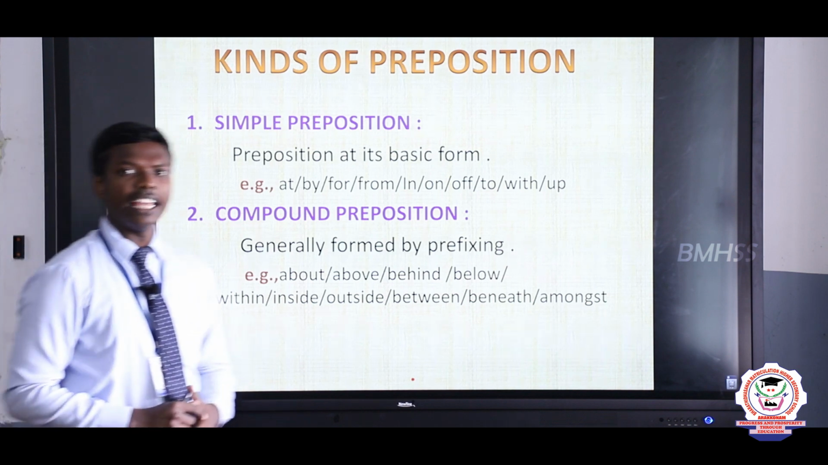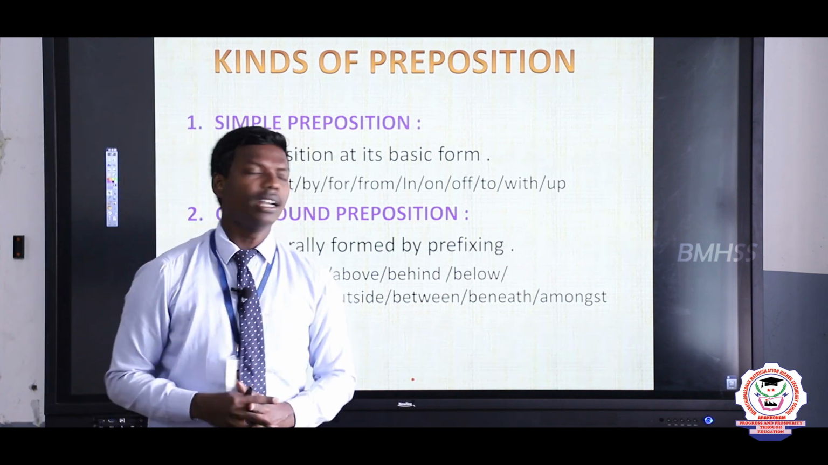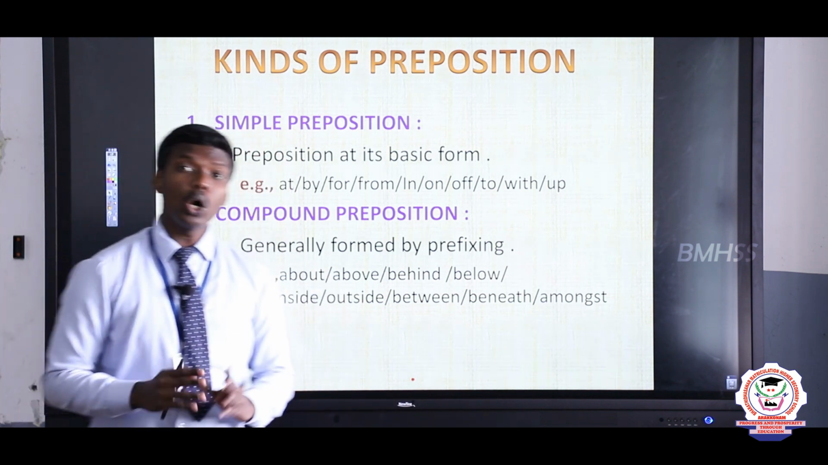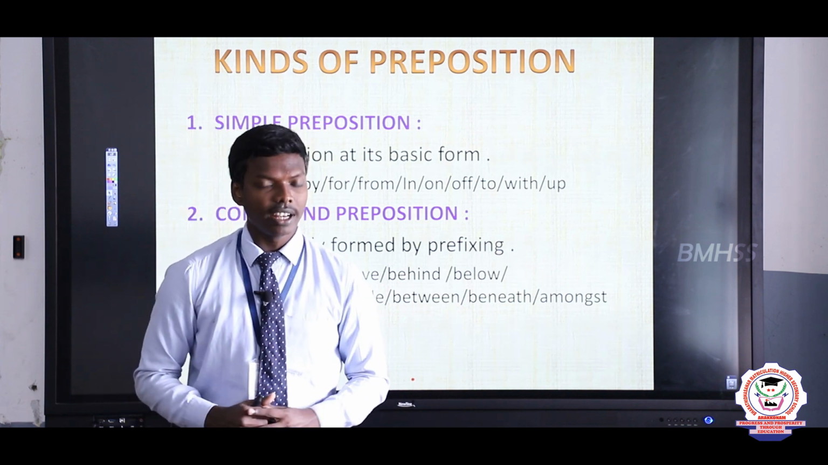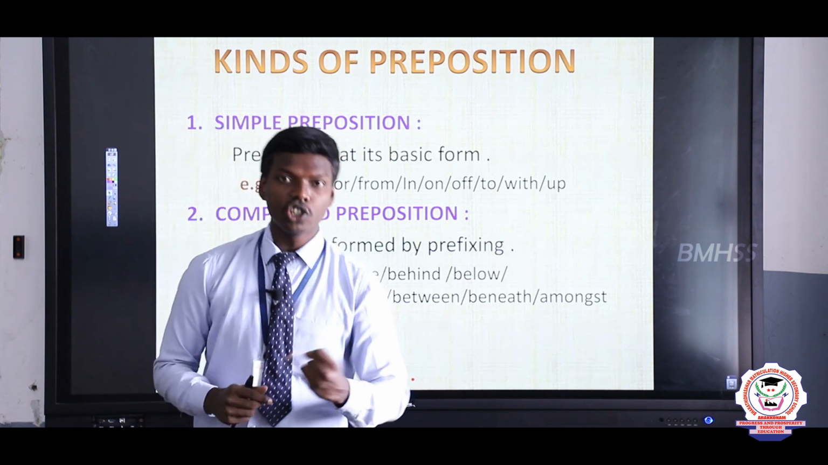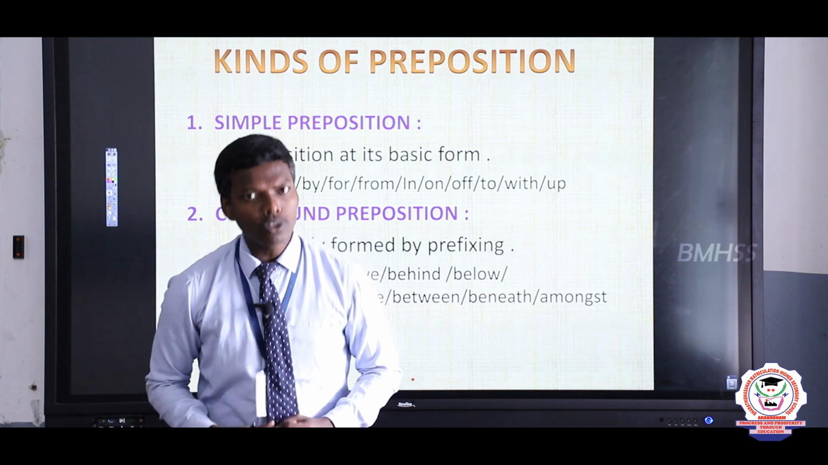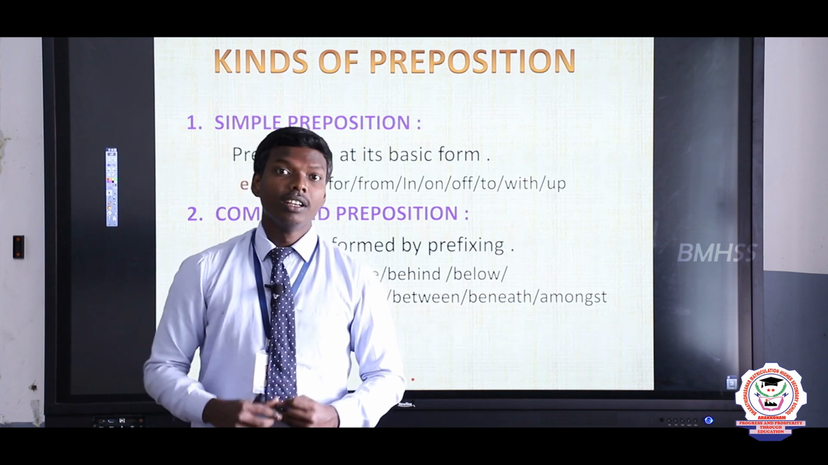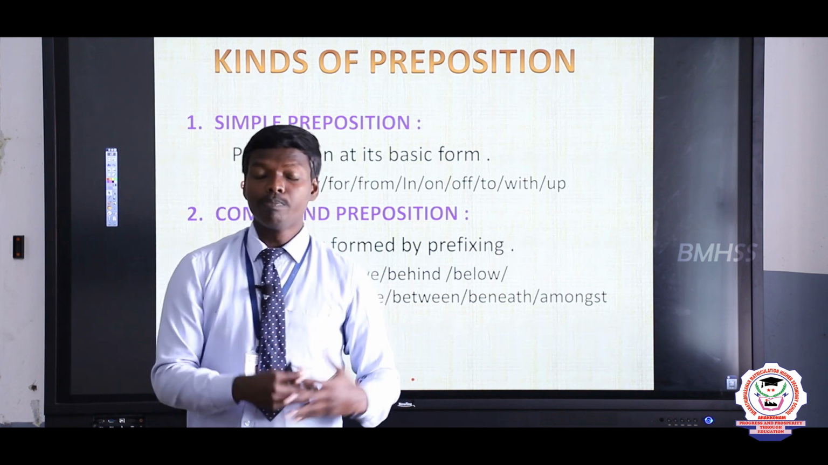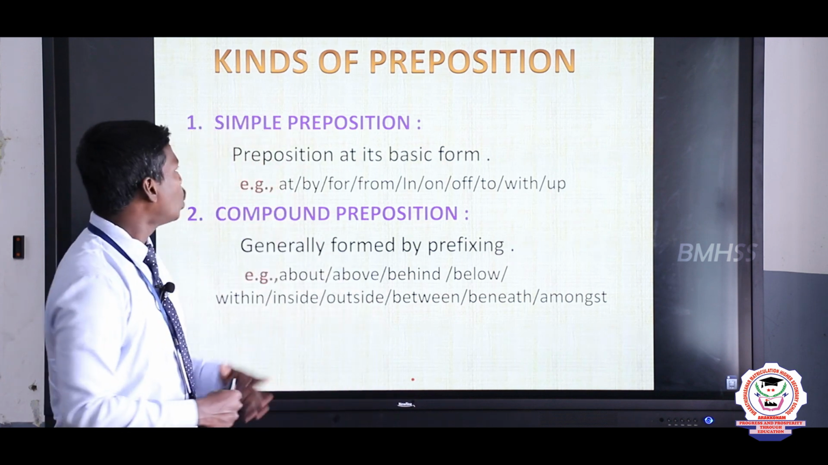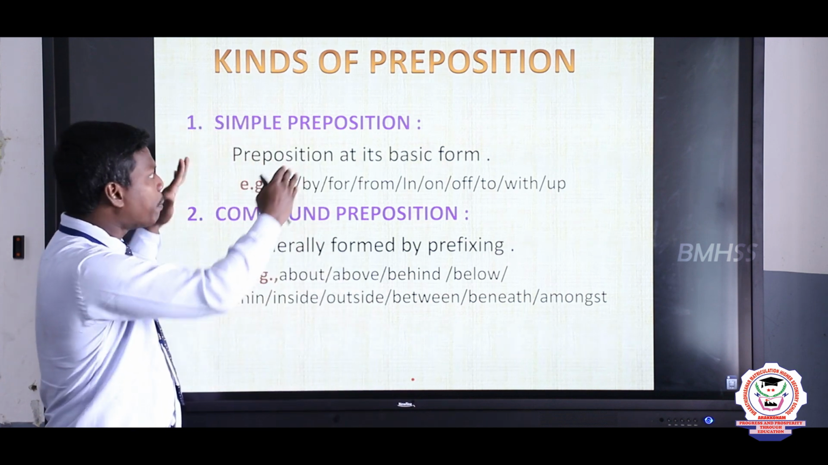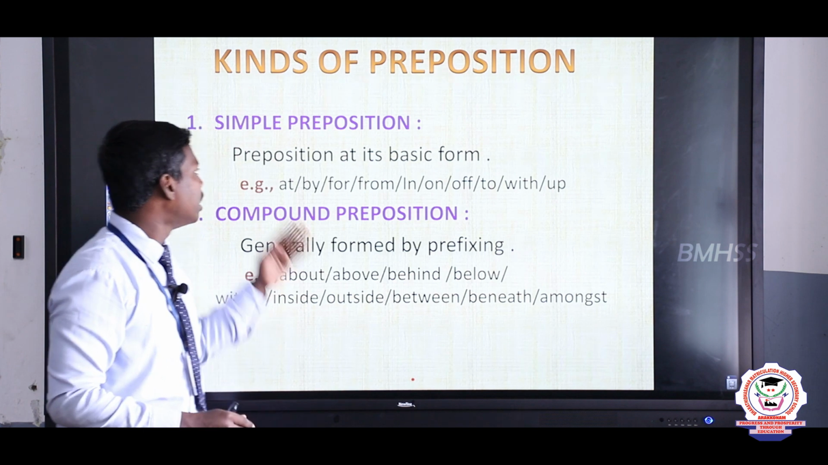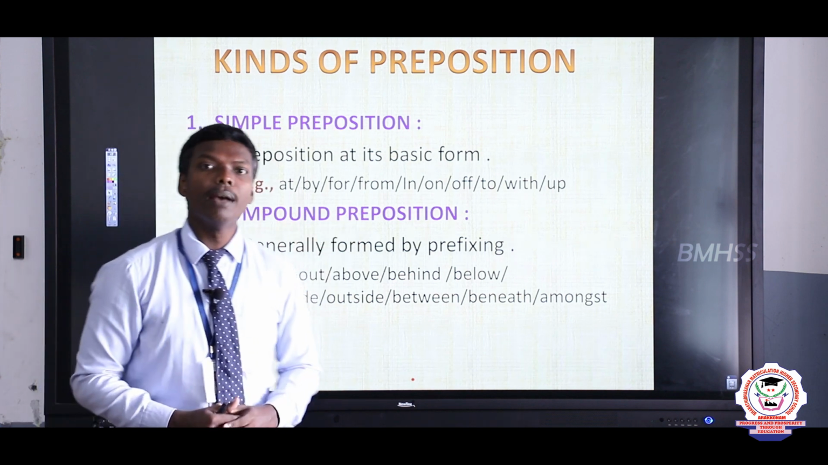Now let's see the kinds of preposition we have got. We have got 4 kinds of preposition. Number 1, simple preposition. Number 2, compound preposition. Number 3, phrase preposition. Number 4, participial preposition. The simple preposition is nothing but preposition in its basic form.